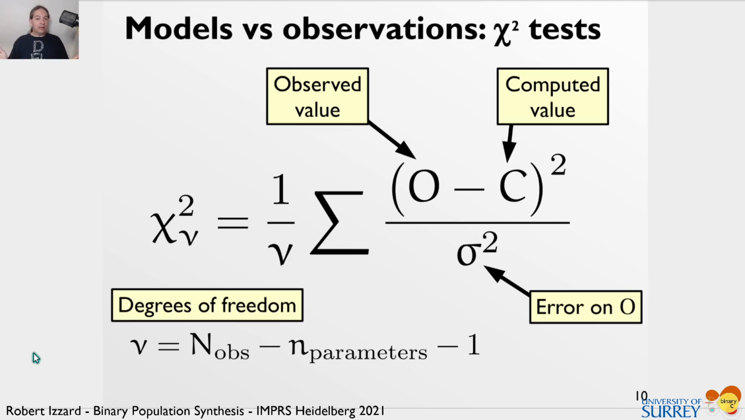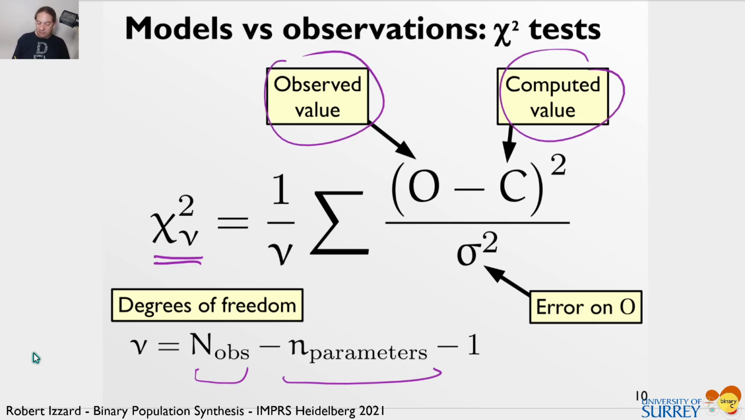Now, a simple way of doing it is to use something like a chi-squared. You've probably done this in school. The chi-squared is a function of the number of observations. This is the degrees of freedom, the number of observations, the number of parameters, and so on. But it simply boils down to the sum of the squares of the observed value, which is your O here, minus your computed value, divided by the square of the error on the observation.